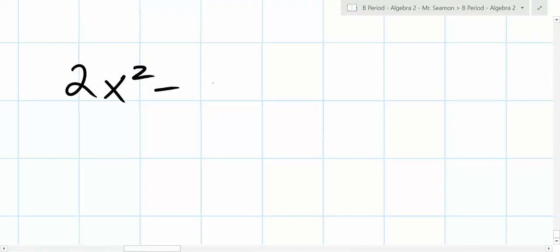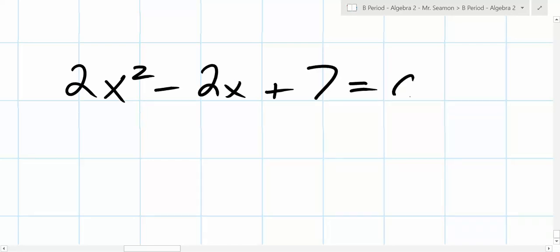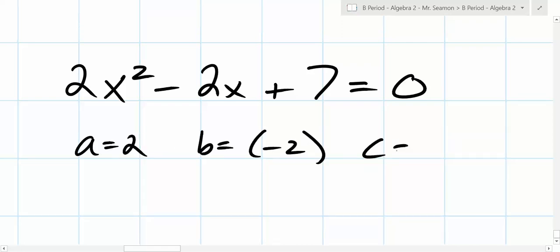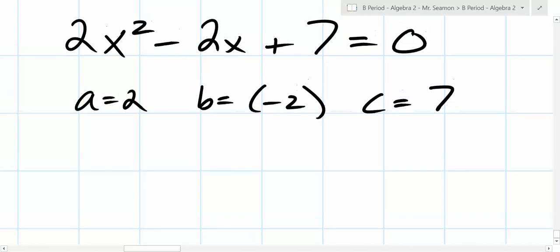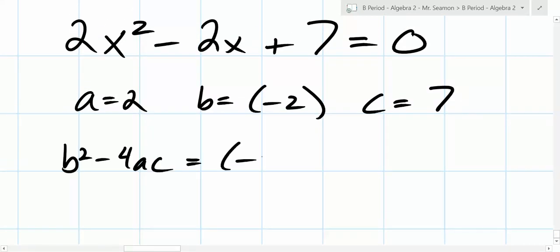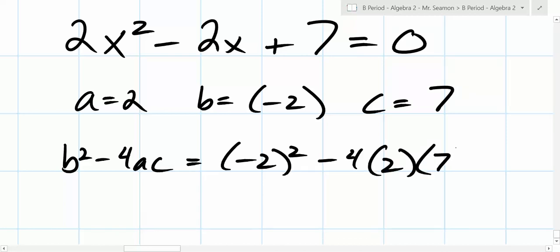You want an imaginary one again? How about this? 2x squared minus 2x plus 7 equals 0. Try that one. b, I'll put in parentheses, negative 2. And c is 7? Nice. So the discriminant was b squared minus 4ac. So that's going to be negative 2 squared minus 4 times 2 times what? So that's going to be 4 minus what? What's 8 times 7?